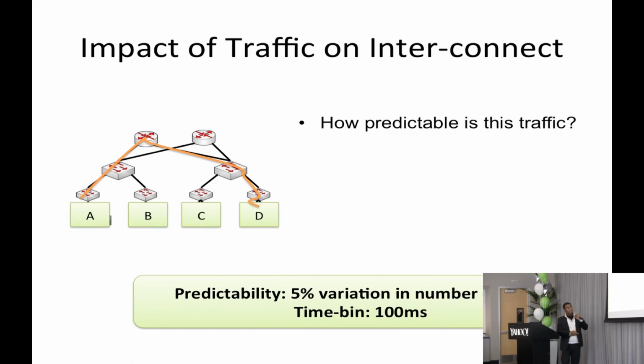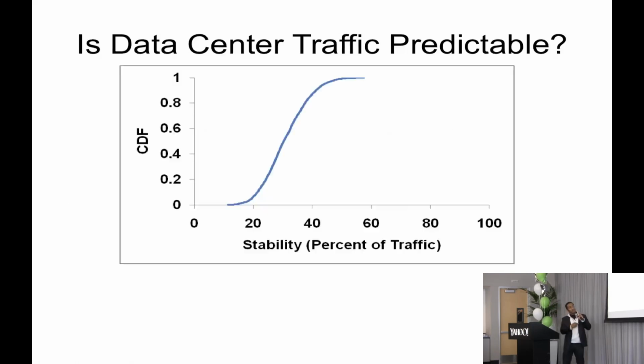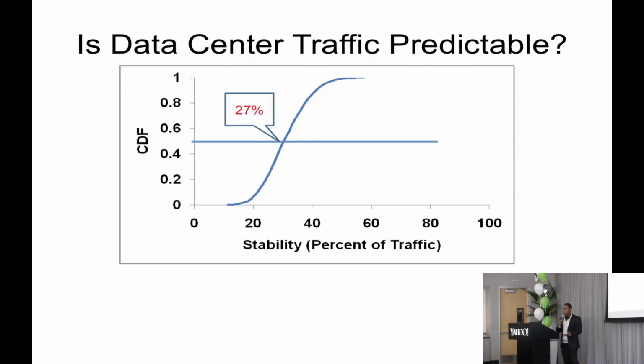So here's a CDF that has the percent of traffic that's stable on the x-axis, and the y-axis just has the CDF. And the main idea is basically we're going to look at the medians for all of the CDFs I present. Here in the median case, you see that at most 23% of traffic is predictable.